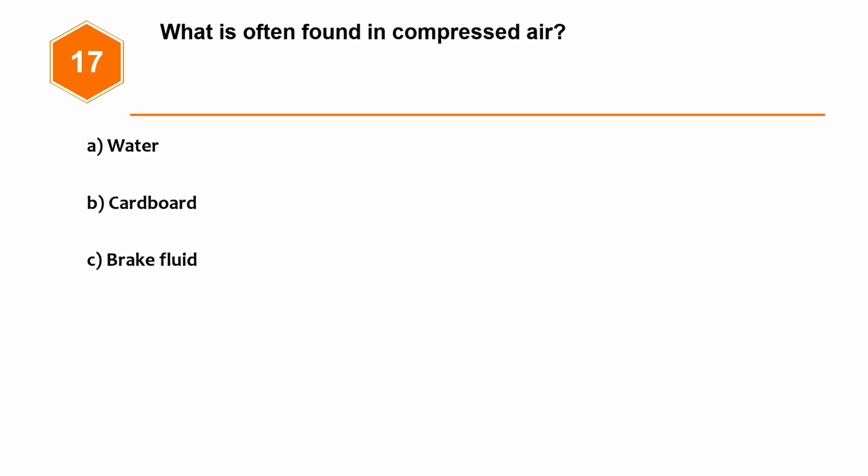Question 17. What is often found in compressed air? Option A. Water. Option B. Cardboard. Option C. Brake fluid.